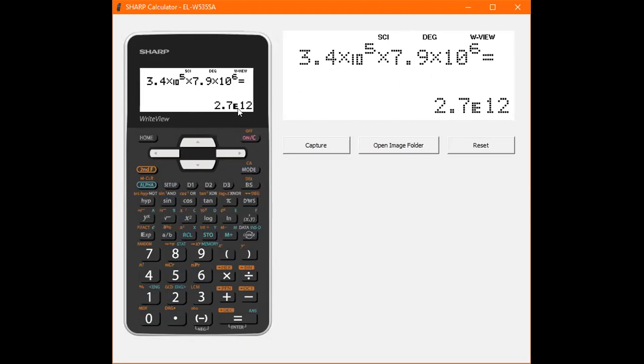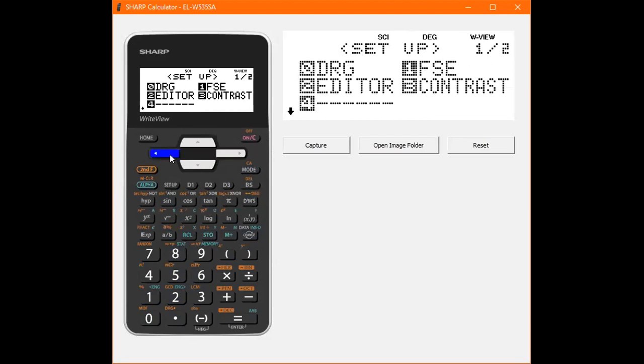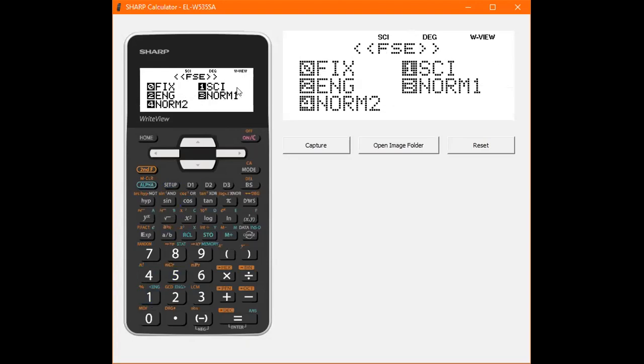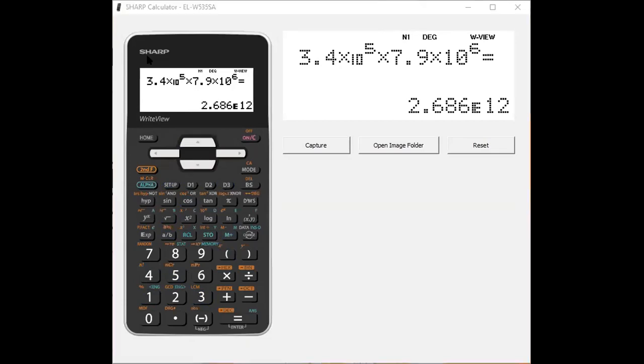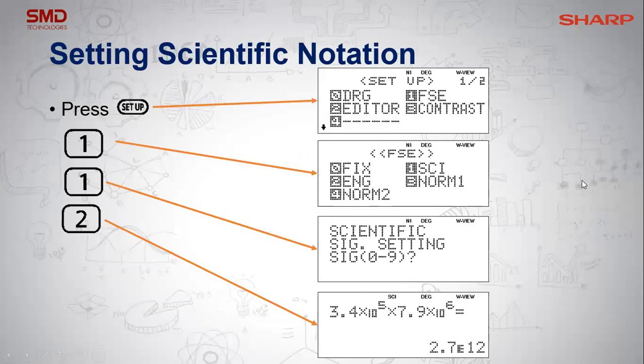If I want to go back to my normal calculations, and not have scientific notation answers the entire time, I can either reset the calculator, but then you lose everything else, or you can just say 1 for FSE, and we're just going to choose 3 for norm 1. Now, norm 2, basically, if you're past a very small negative number, it will automatically convert all of your negative numbers into scientific notation. So that's just a heads up on that one. So norm 1 is the one that we normally use. Just so that you know the difference between those two as well.